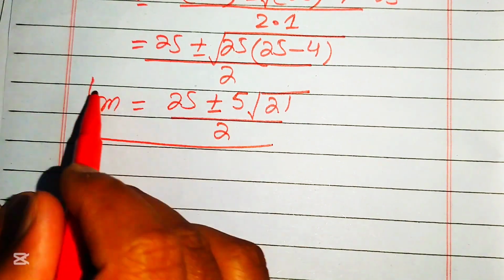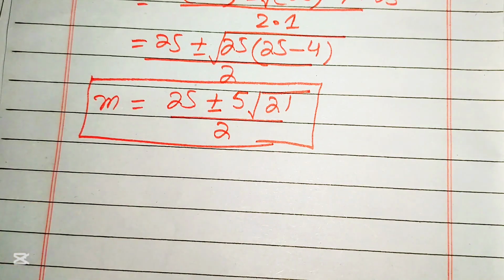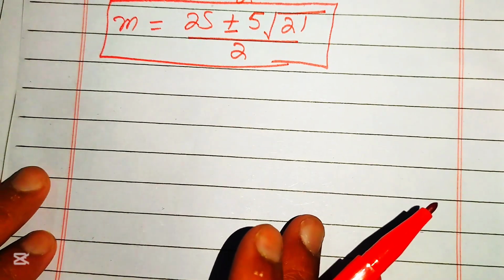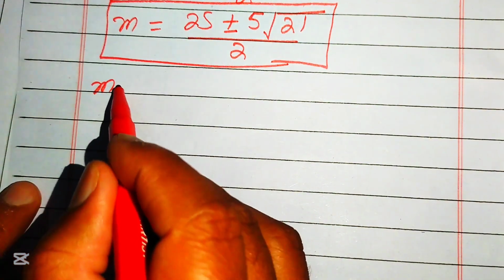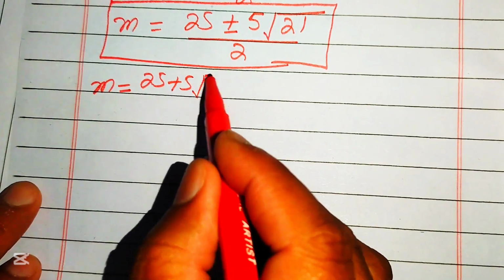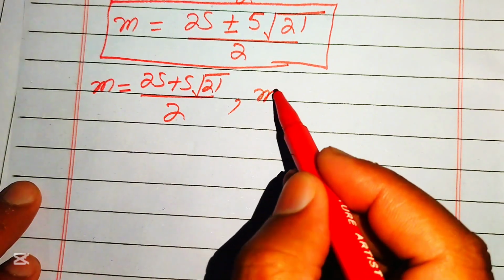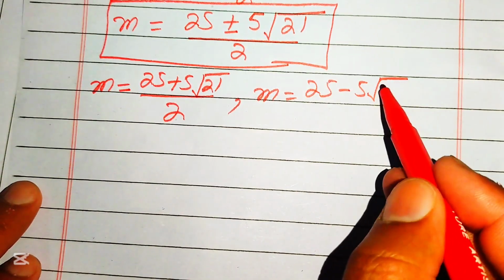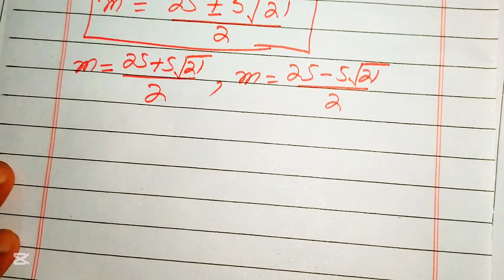So these are the two values of m in this case, and now we need to find the corresponding values of n. In order to find the corresponding values of n we need to write these values separately here. First we write the positive value, it is 25 plus 5 times the square root of 21, divided by 2, and here we write the negative value, it is 25 minus 5 times the square root of 21, divided by 2.